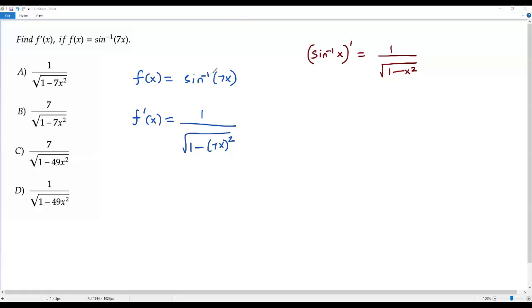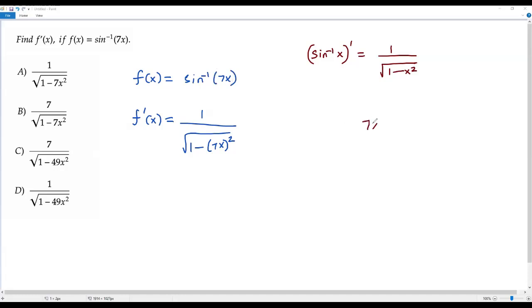So far I have completed the derivative only for this sine inverse. By chain rule, I have to do the further derivative for this 7x. What is the derivative of 7x? f of x is a function of the variable x, so we have to take the derivative with respect to x. By chain rule, I have to find the derivative of this 7x with respect to x.